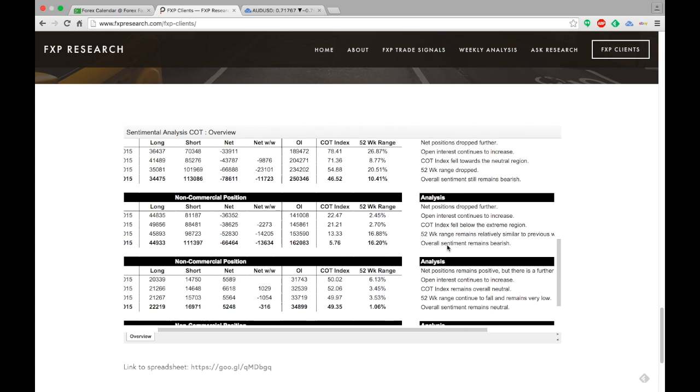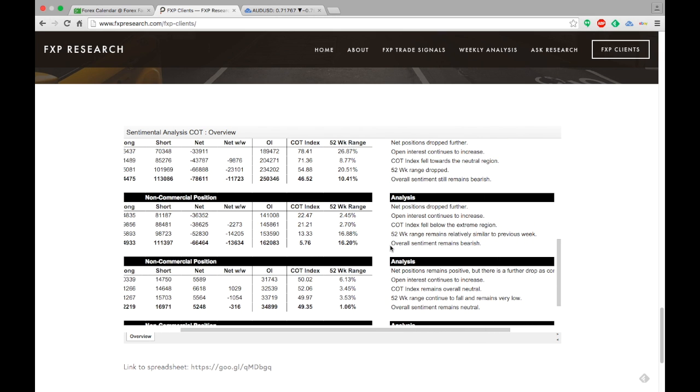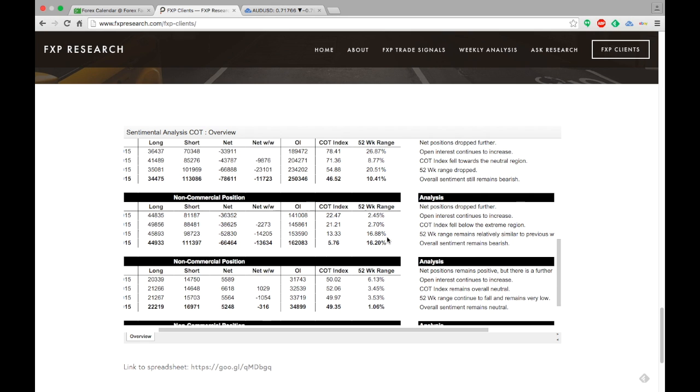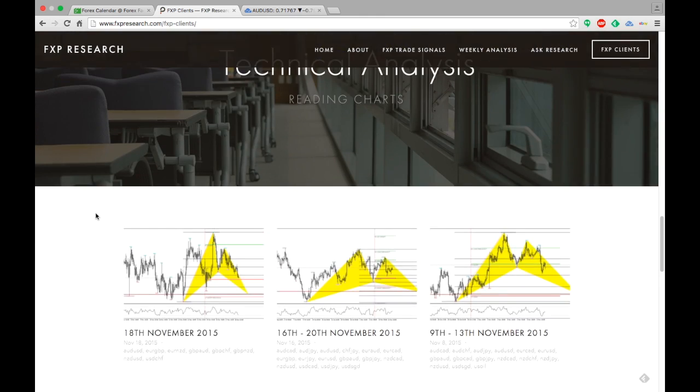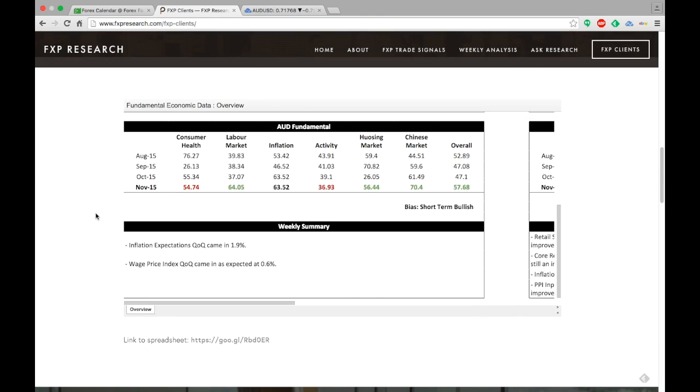Over here I did drop a short summary of what all this information is telling us. For example, net positions dropped further, open interest continues to increase, COT fell below the extreme region, and overall sentiment is still bearish. This gives us a very quick idea of which particular pair you want to focus on. With this, let me bring you to the fundamental analysis on Aussie.